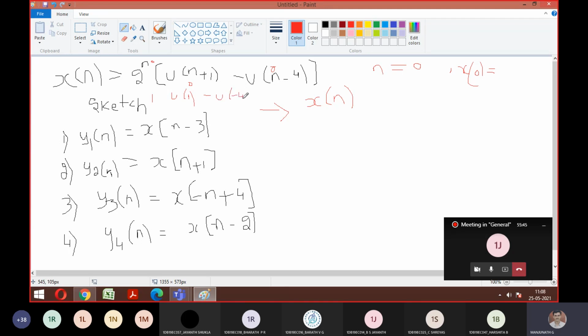What is the answer, guys? So this becomes plus. So u of 1 plus u of 1. So the value is how much? What is the value of x of 0? Why so much time? Any difficulties, yeah? What is x of n, guys? x of 0?